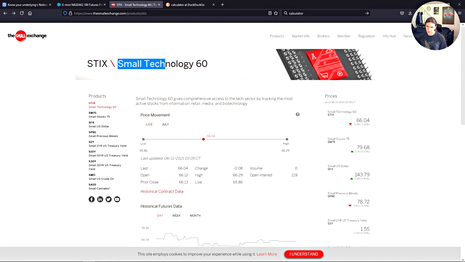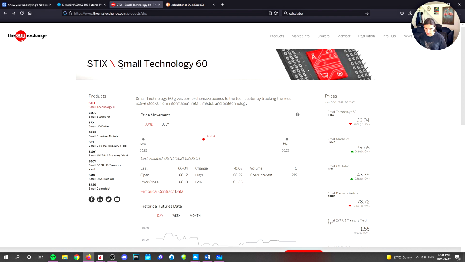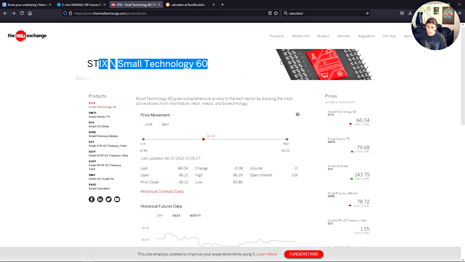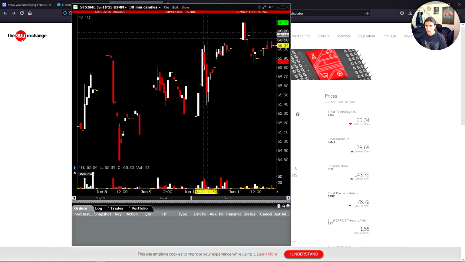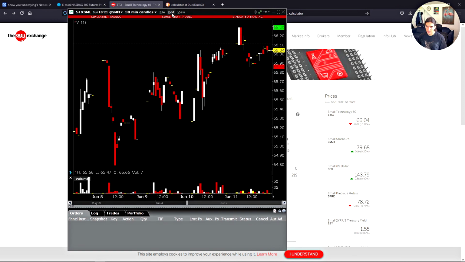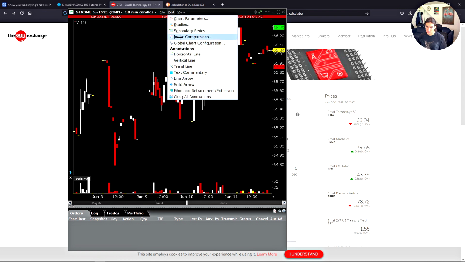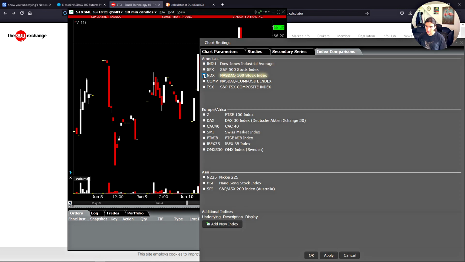The issue with this is that this small technology 60 is an index of its own. It is not the Nasdaq 100 index. This brings us to the next point here, which is we need to look at what the correlation is to the actual technology sector. First thing I'm going to do here is find a platform that has this symbol. Interactive Brokers has this symbol under STX SME, and what I'm going to do now is chart this out on the TWS platform, and I'm going to get an index comparison to see how it correlates to the Nasdaq 100 stock index, which I'm long $10,000 worth of.